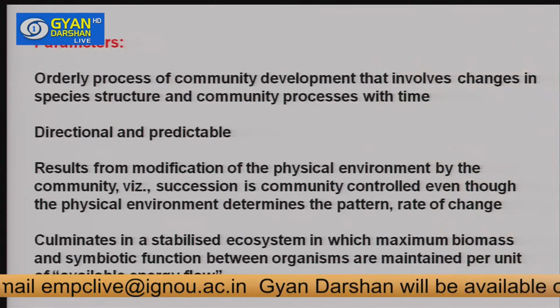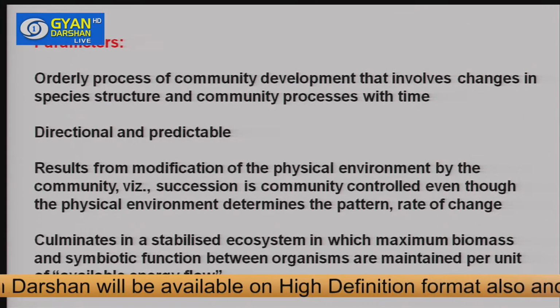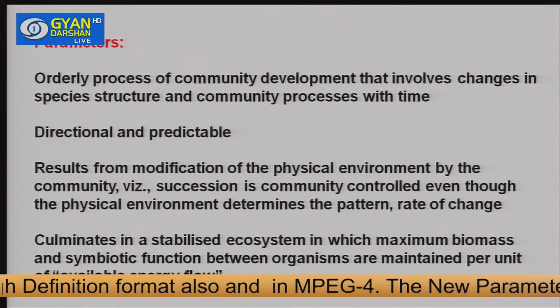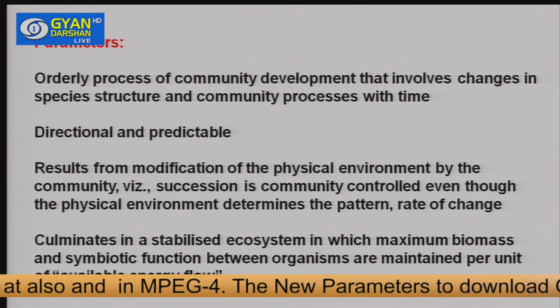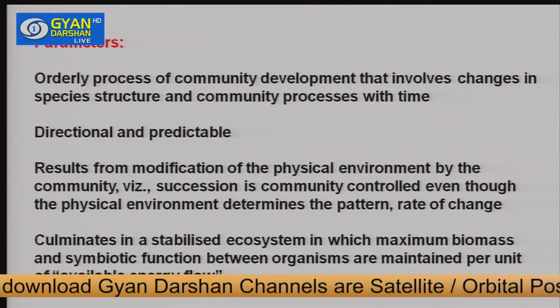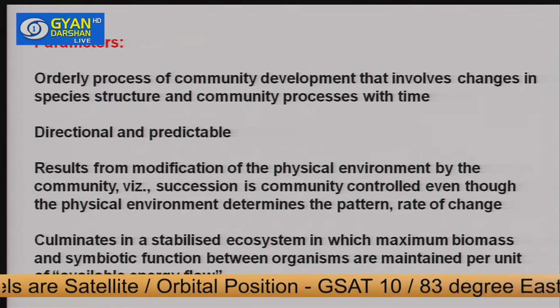So what are the parameters of succession? It is an orderly process of community development that involves changes in species structure and community process. It is directional and predictable. Why is it directional? Because one community gives rise to another community. So it has a directionality, and ultimately there will be one community which will be stable, which we call the climax community. It will finally be stabilized with the surrounding environment, and it will be able to survive on a long-term basis.